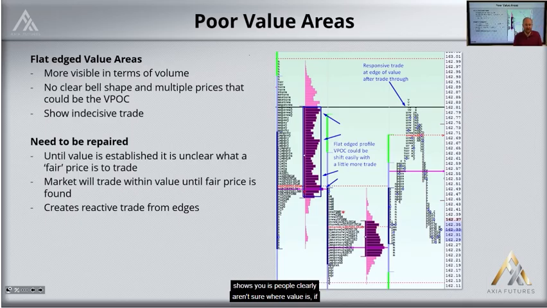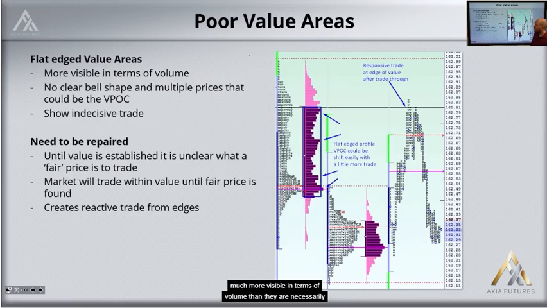What that shows you is people clearly aren't sure where value is. If the perceived best price to trade at, the VPOC, can jump around throughout the day, clearly no one's really too sure where value is. For that reason, we need to repair this, and I'll talk about the concept of repair in a moment.